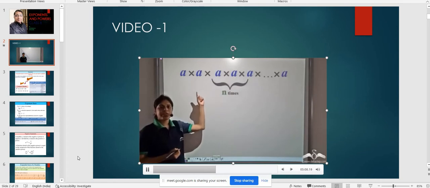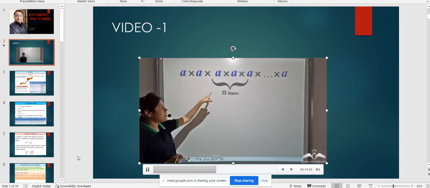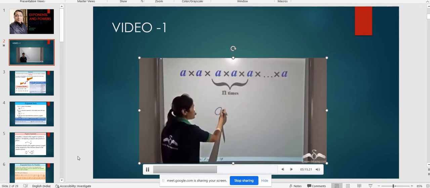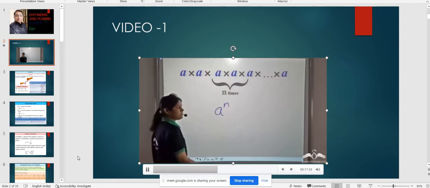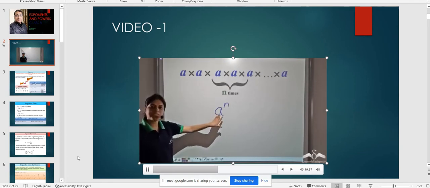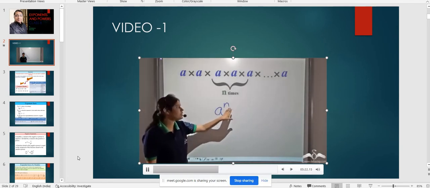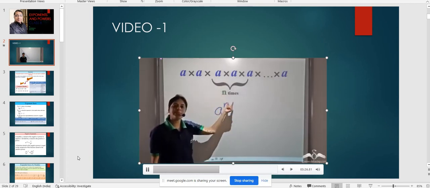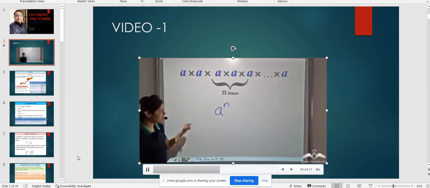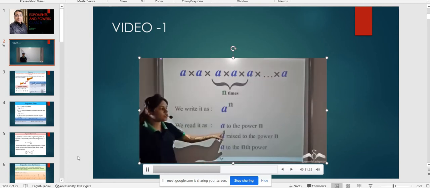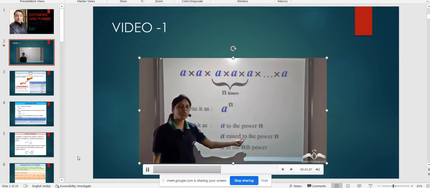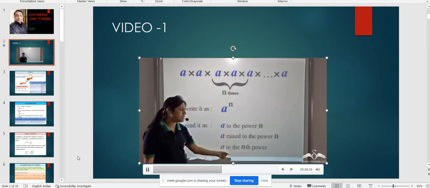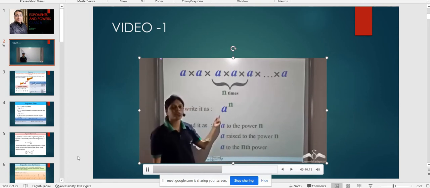So in general, any number a multiplied n times can be written as a to the power n. a is the base, n is the exponent. So a to the power n denotes a being multiplied n times, and we read it as a to the power n, a raised to the power n, or a to the nth power. We can read it in any manner we want.